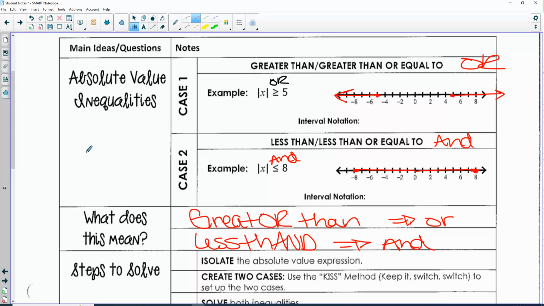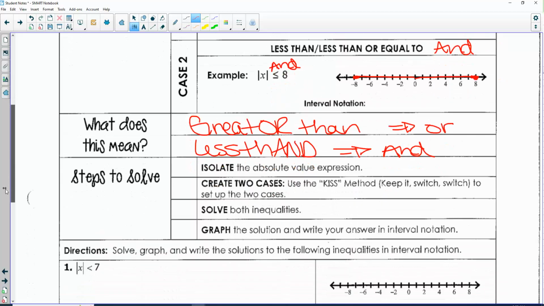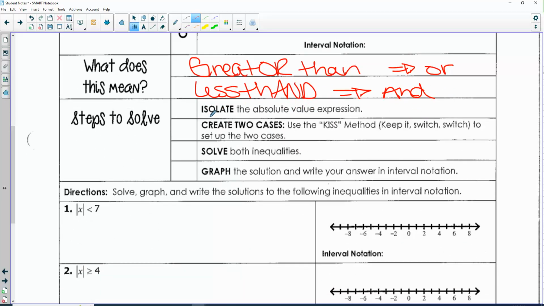When we solve these, our steps: first, we have to isolate the absolute value. We cannot do anything until the absolute value is by itself. So that has to be where we begin. Before we do anything else, rewrite the problem so absolute value is by itself. Then we are going to rewrite the problem without the absolute value symbol. Then we will solve both and graph our solution.